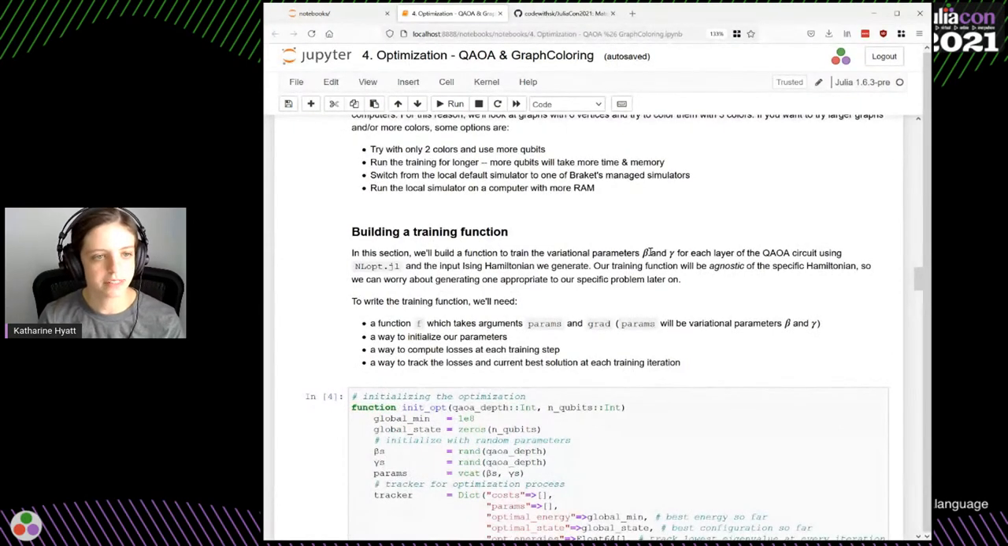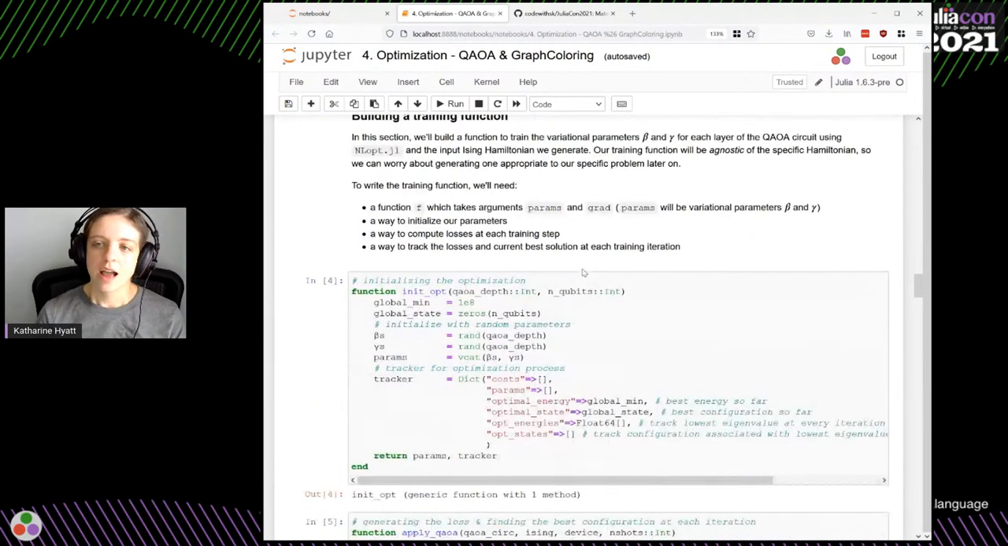So now we're going to build our generic training function. After we do that, we'll work on building the QUBO Hamiltonian for our particular problem. But first we're going to write the generic training function that implements QAOA for us. We need to train the variational parameters beta and gamma for each layer of our QAOA circuit. We're going to do that using NLopt.jl and whichever input Hamiltonian we generate, which for now we haven't done. It's going to be totally agnostic of the specific Hamiltonian or QUBO problem, which is nice. So this is going to be super portable, and we'll worry about dealing with that later.